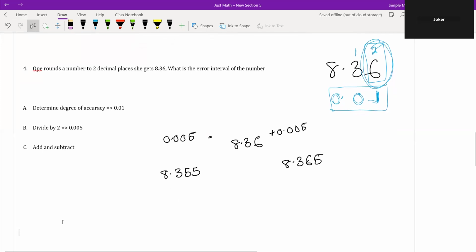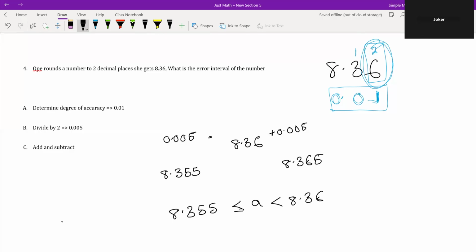Since there were no units, they didn't give us any units, so we just leave it as it is. So 8.355 is less than or equal to x. Like I said, let's use a different letter this time. Let's say a is less than 8.365. So it's always less than the higher limit, but the lower limit is less than or equal to. Like that, we're done with this.